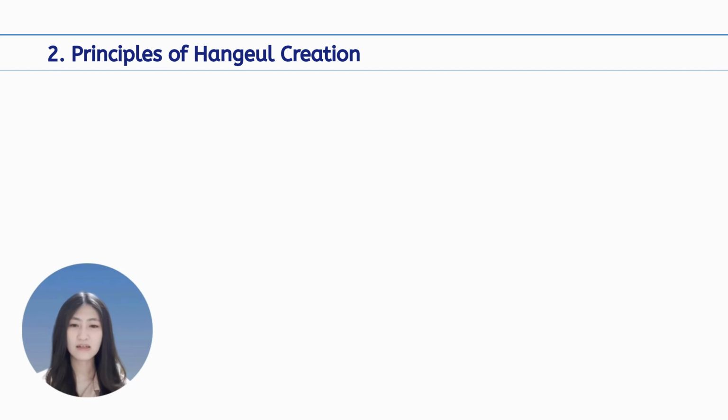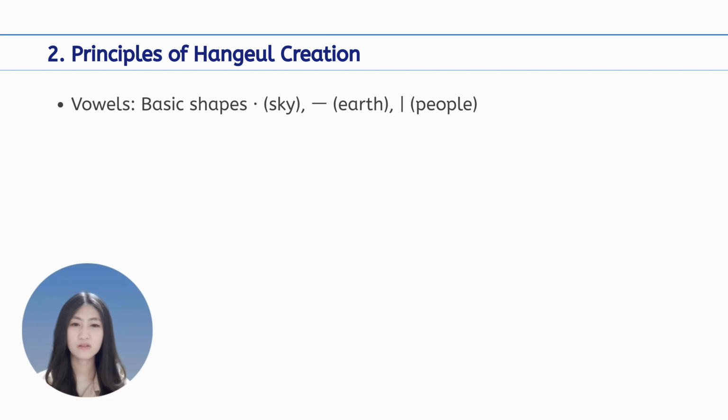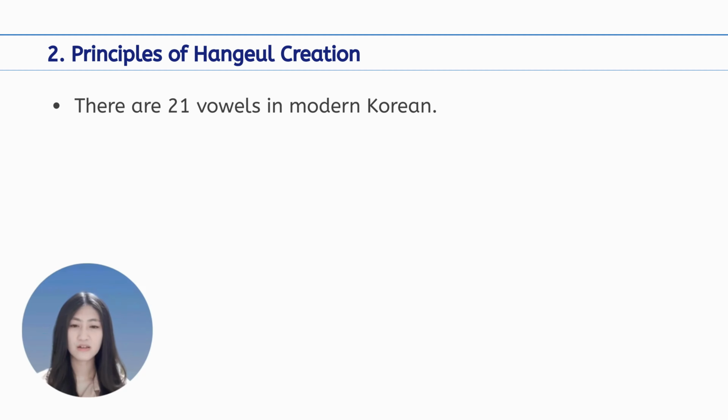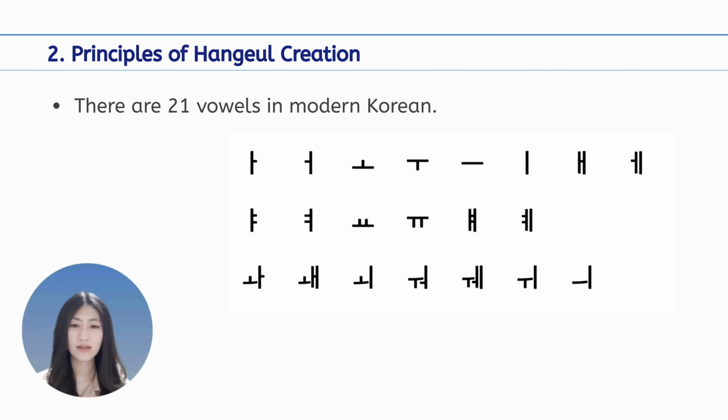One reason Hangul is special is because it was designed very logically. First, let's look at the vowels. The basic shape of vowels come from nature. The dot represents the sky, the flat line represents the earth, and the standing lines represent a person. By combining these three shapes, other vowels were created. In modern Korean, there are 21 vowels. We will study them step by step through this course.